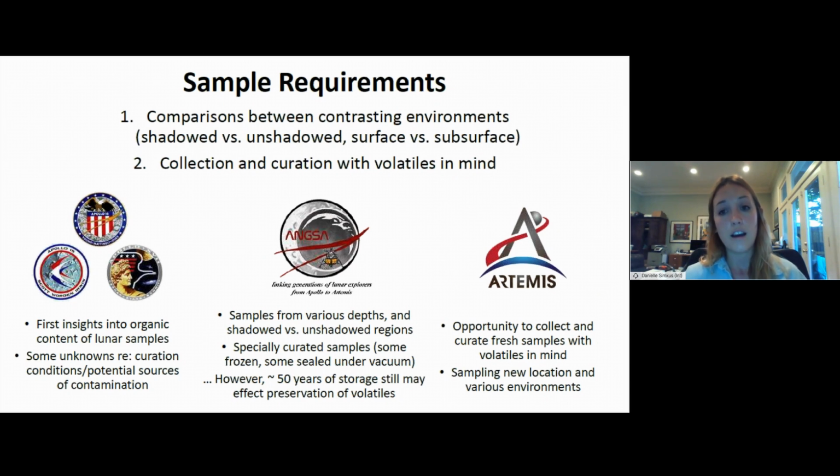But over time, we are definitely moving in the right direction in terms of optimizing the collection and curation of samples. For the initial analyses of Apollo samples, although these studies did provide some of our first insights into the organic content of lunar samples, there were definitely some unknowns in terms of curation conditions and potential sources of contamination. With ANGSA, we're very lucky to have specially curated samples from a range of environments, but even with special curation, we still don't fully understand how 50 years of storage could potentially affect the preservation of volatiles.